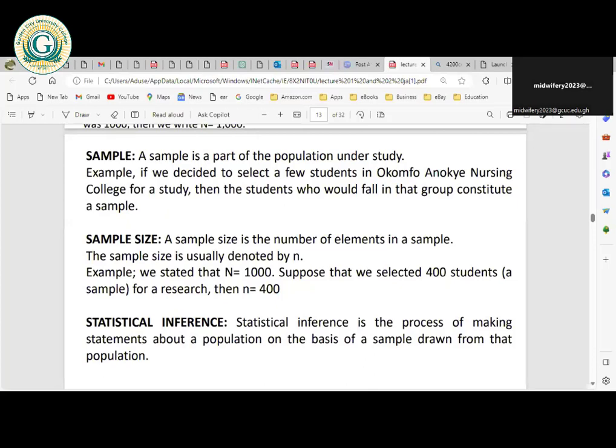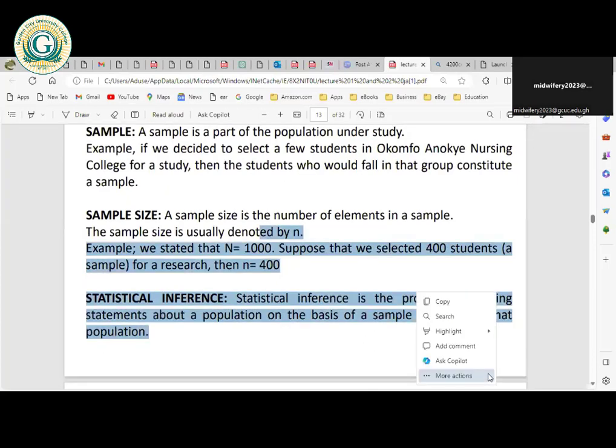Okay. Then we also said that your sample should be large enough to represent the whole population. So basically, these are the things that we learned last time that we met. So today, we are going to build on it.